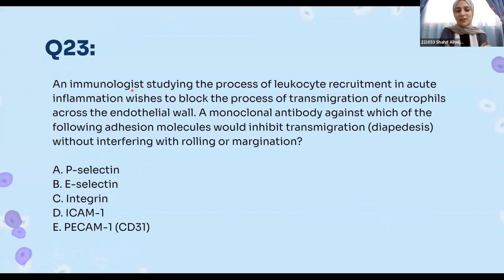An immunologist studying the process of leukocyte recruitment in acute inflammation wishes to block the process of transmigration of neutrophils across the endothelial wall. A monoclonal antibody against which of the following adhesion molecules would inhibit diapedesis without interfering with rolling or margination?